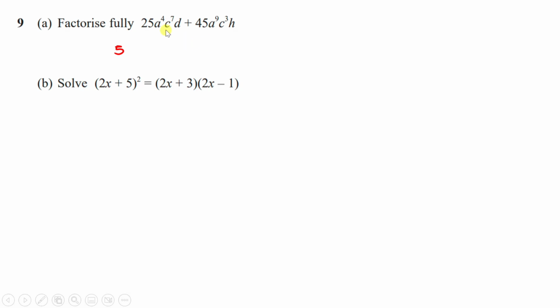Next, you look at the letters A, C, D, and A, C, H. Well, we can see that they both have A's and C's in common, so D and H are going to go inside the brackets. For the A's, you pick the minimum power. For A and C, pick the minimum power. So for this one, we can see 4 is the smallest for A, and for C, we got 3, which is the smallest. Now we put this big bracket and then put some information there.